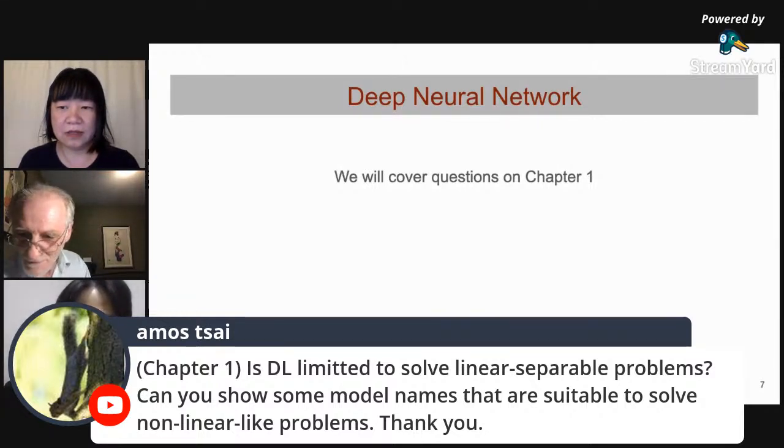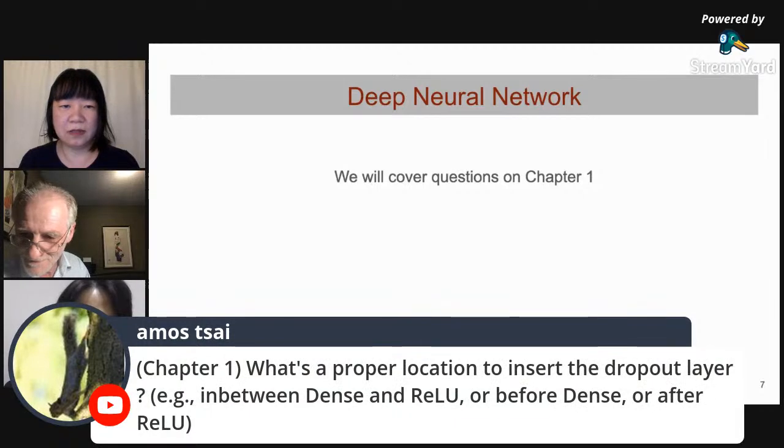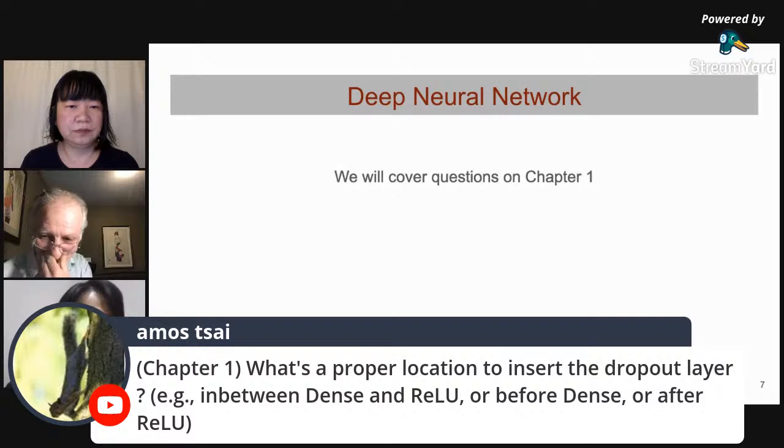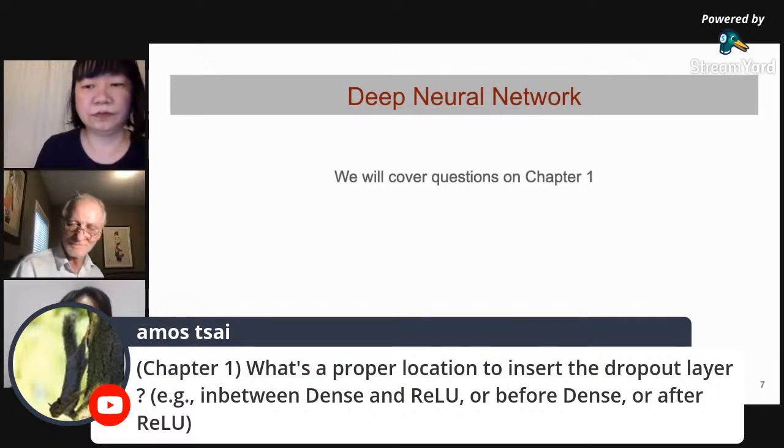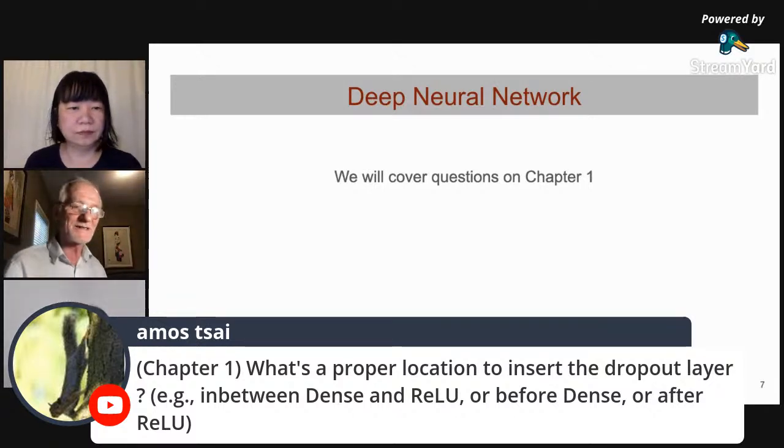What's a proper location to insert the dropout layer: in between dense layers, before dense, or after? It's not such a common practice anymore, but when it was a common practice, it was inserted before the last dense layer.